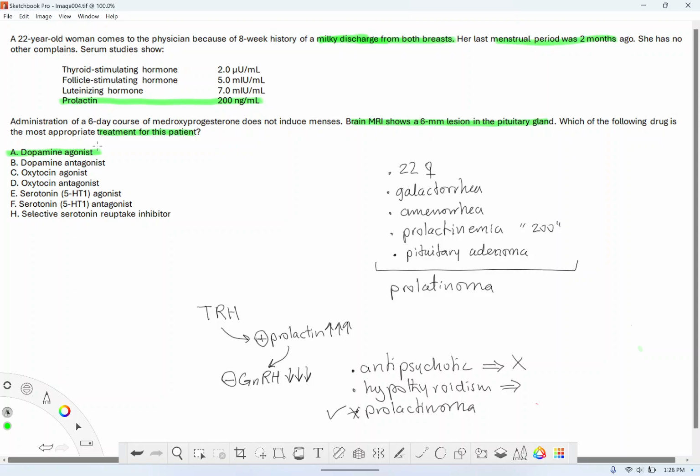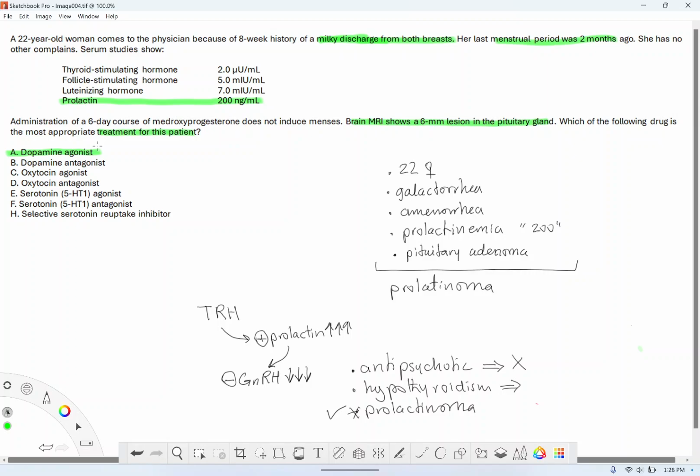Oxytocin will increase milk secretion from your breast. So oxytocin is not a solution to it. If anything, oxytocin ejects milk from the breast, not synthesis, right? Oxytocin antagonists will not help because the problem is not ejection of milk. The problem is prolactin, which makes milk in the first place, or breast milk, I should say.